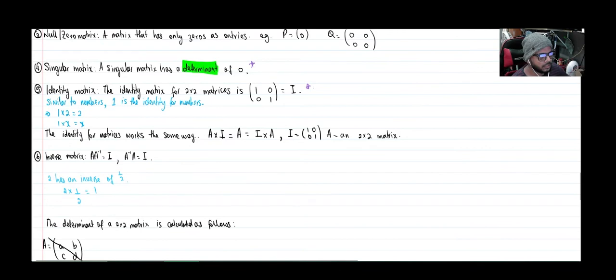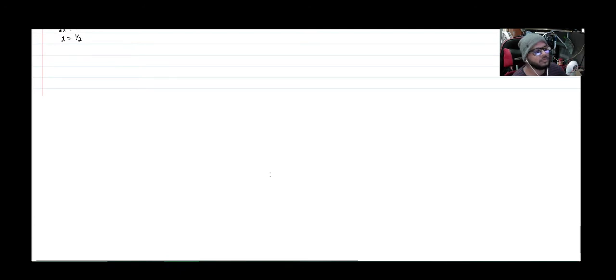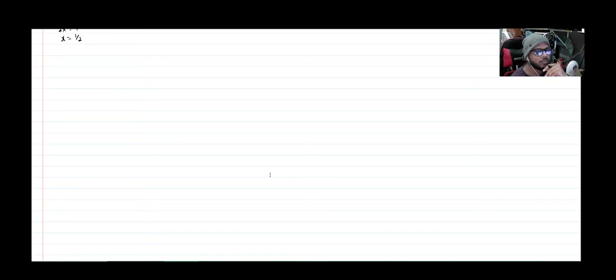Alright, so I'm skipping the identity for now and I'm going straight into the inverse. Now, if you realize, we did not do any division of matrices, right? So instead, we'll do an operation called the inverse. So how do we calculate the inverse of a matrix? Calculating the inverse of a matrix.